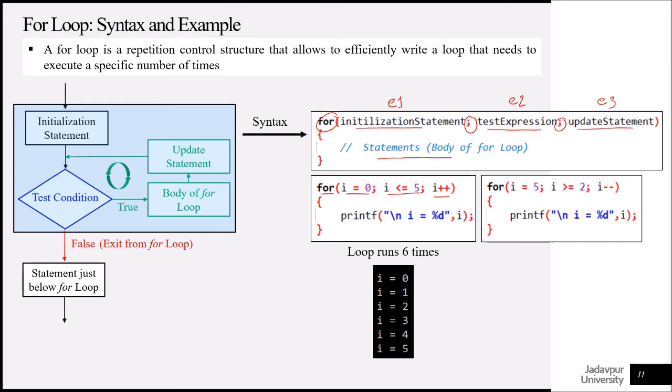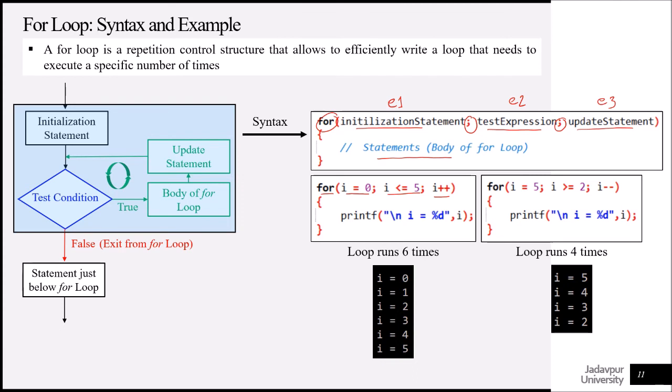So how many times would this loop run? This is going to run 4 times. And the output would be like this. So it goes up to i equal to 2. And after that, the value becomes i equal to 1. And that does not satisfy the test expression. Hence, the loop would be terminated. So this is how the for loop works.